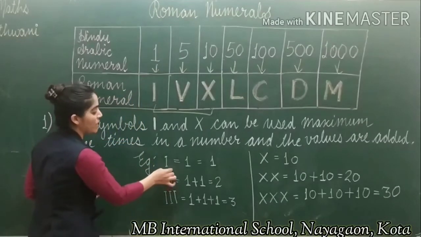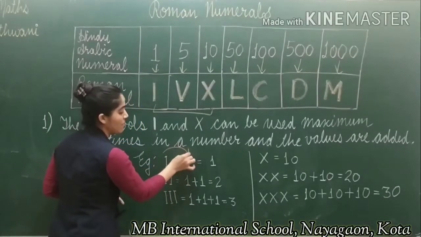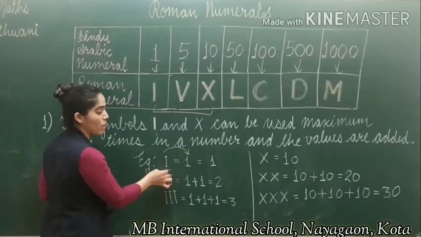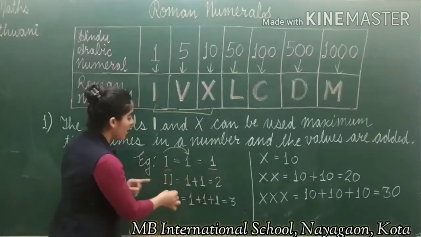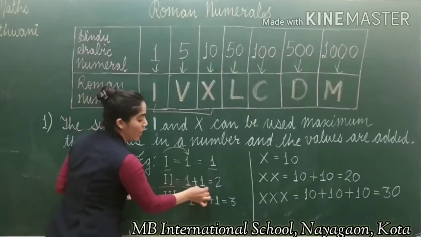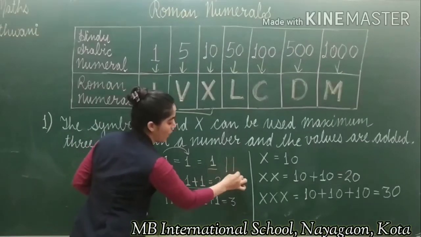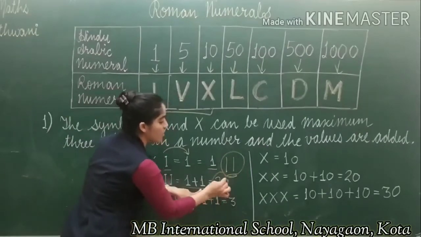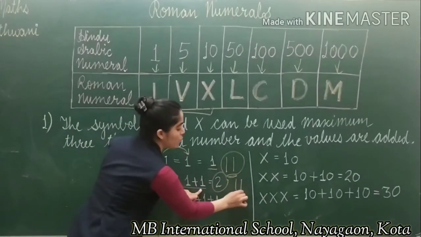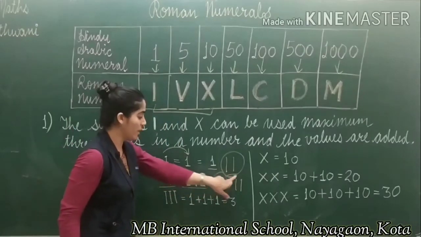Here you can see I have written I as 1. I means the Roman numeral 1. The value of this Roman numeral is 1. When I use it 2 times, I add the values. When I write 1 and 1, 2 times 1, I add the values and get the answer 2. So I have made the Roman numeral 2 with the help of 1.